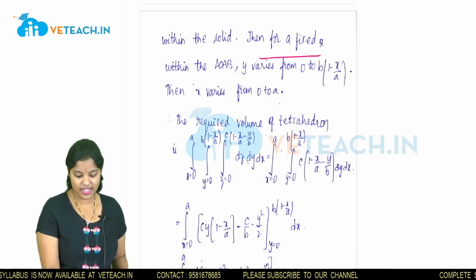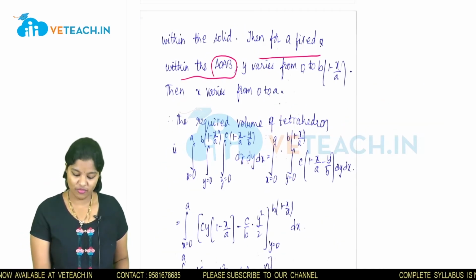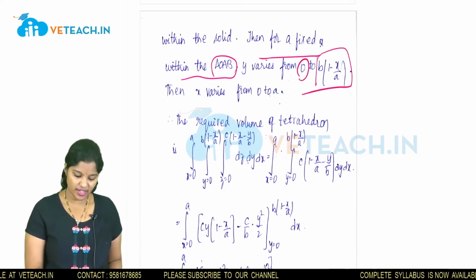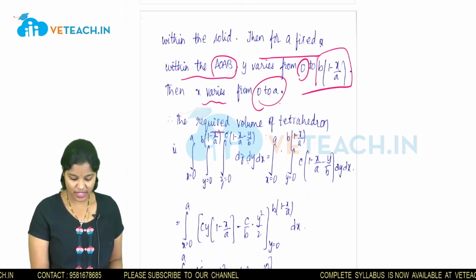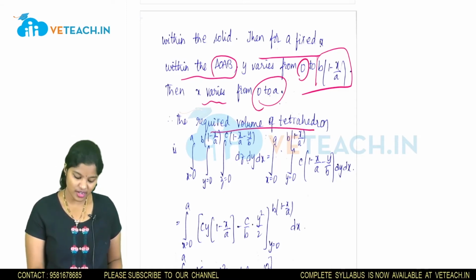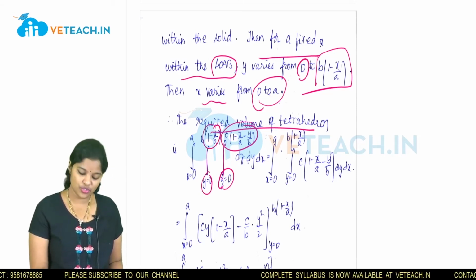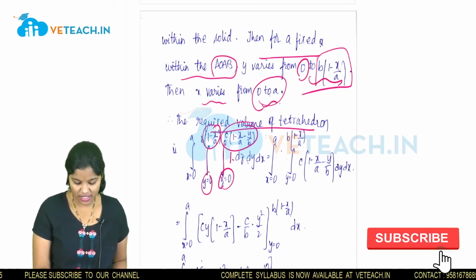Then for a fixed x within the triangle OAB, y varies from 0 to b into 1 minus x by a. So again x varies from 0 to a. So the required volume of the triple integral will be, we just found the limits. So substitute those limits here and do the integration.